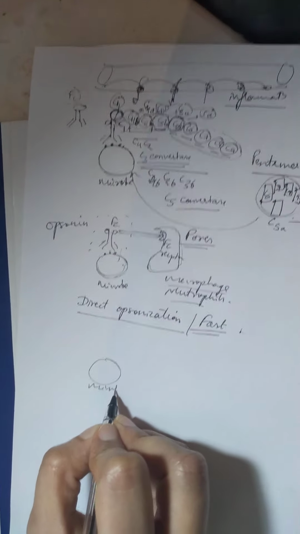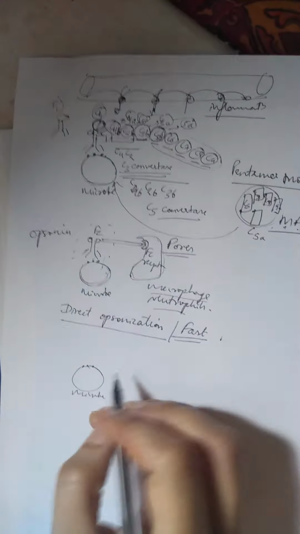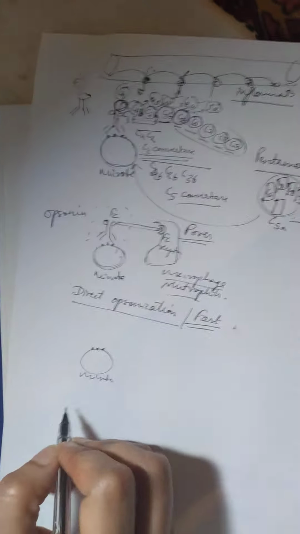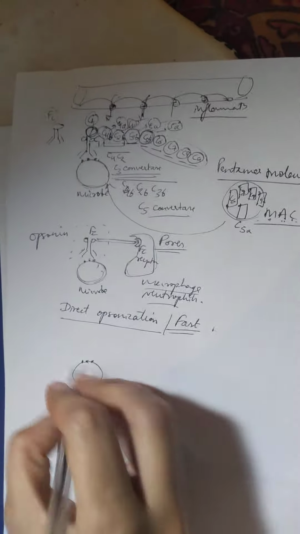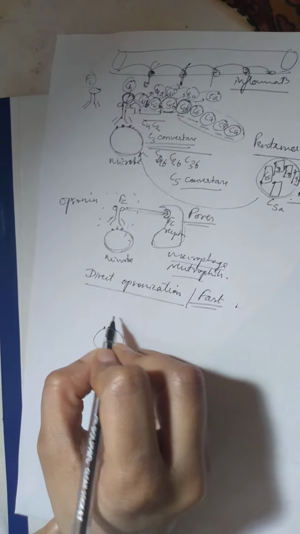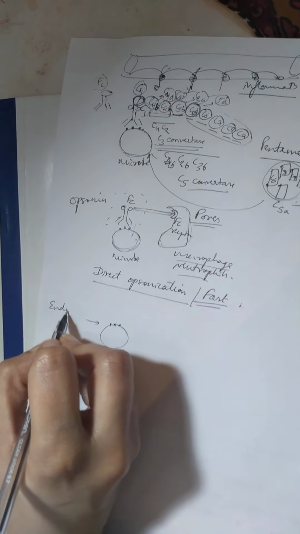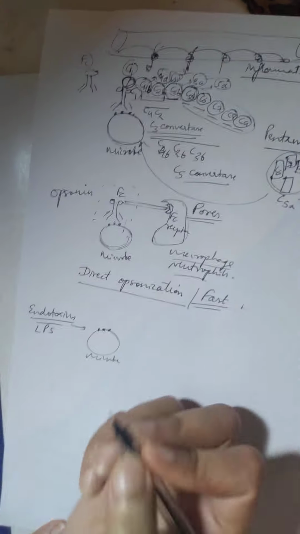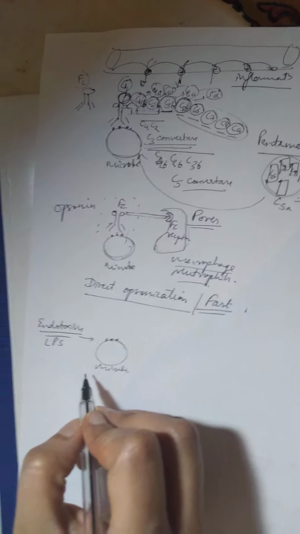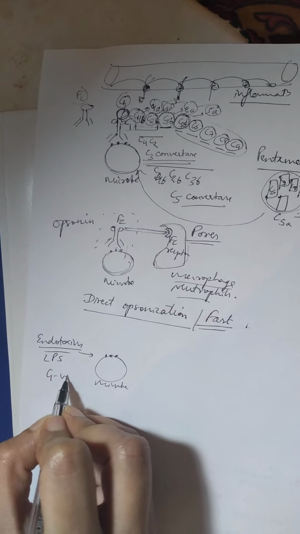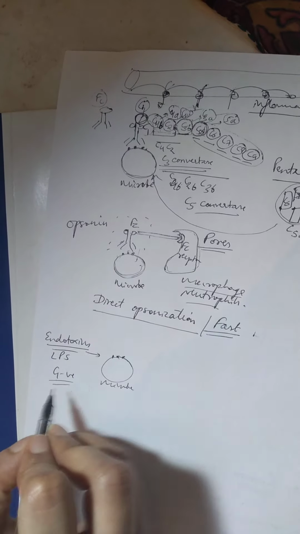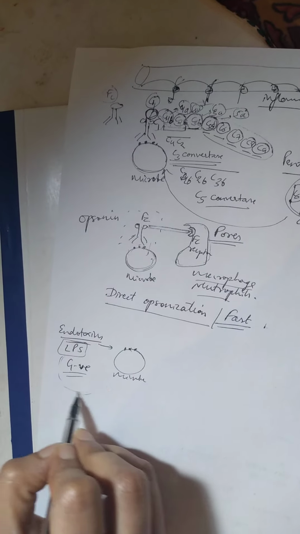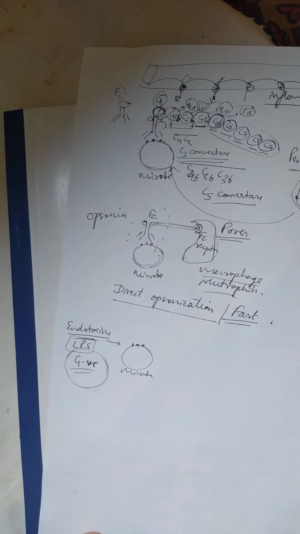We take a microbe again, the antigen, and now this is having certain molecules, which are endotoxins. Endotoxins are the lipopolysaccharide type molecules present in the membrane of the gram-negative bacteria. Because gram-negative bacteria is having what? It is having an extra lipopolysaccharide layer as the outermost layer.